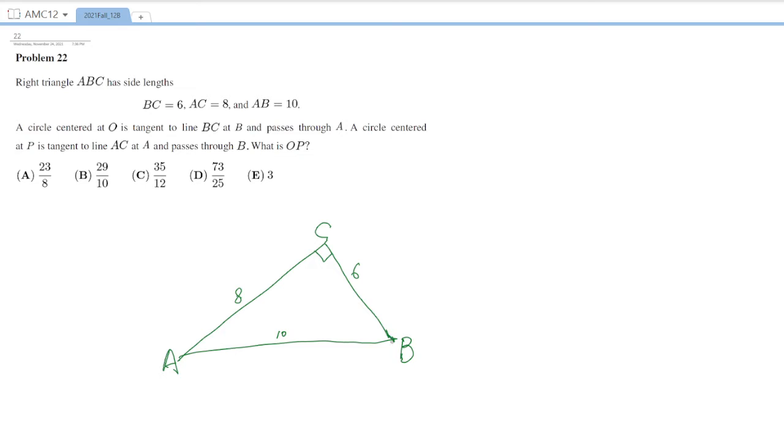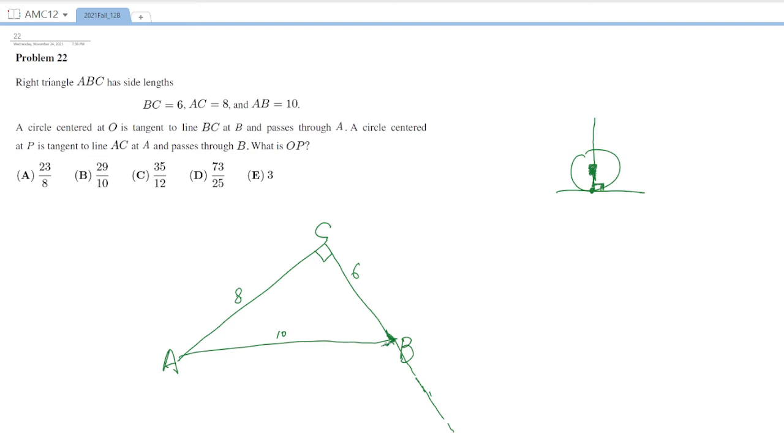If any circle is tangent at B, what does it mean? Think about it, where is the center? When you are tangent to that, the perpendicular line from the tangent point always passes through the center. So the center must be here, right?